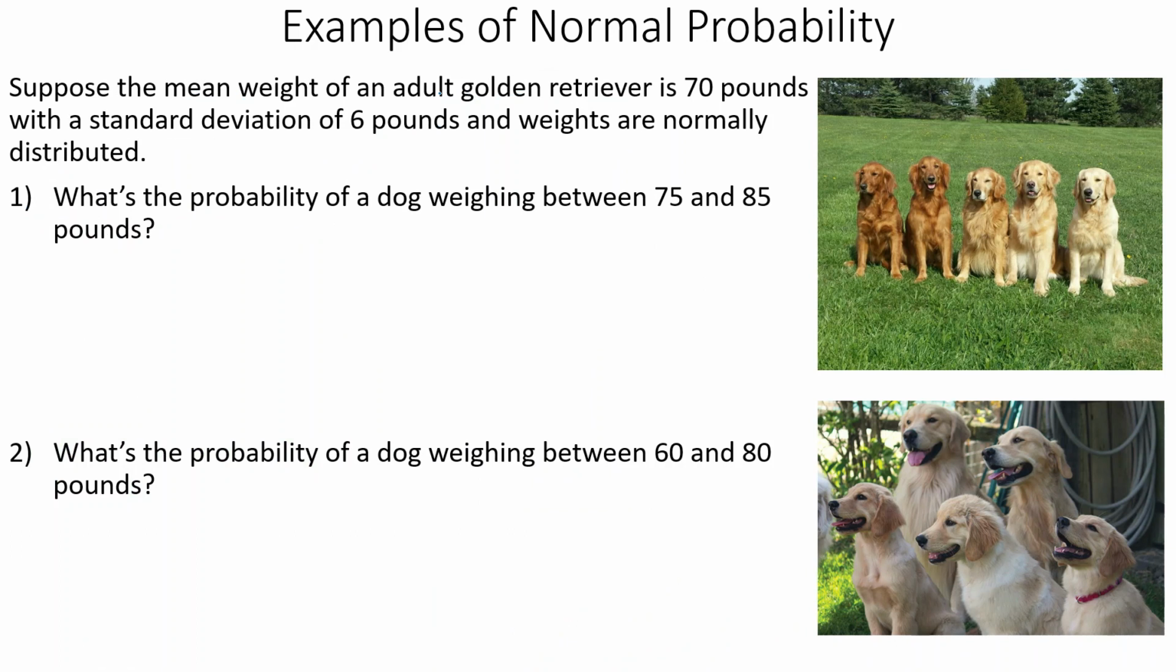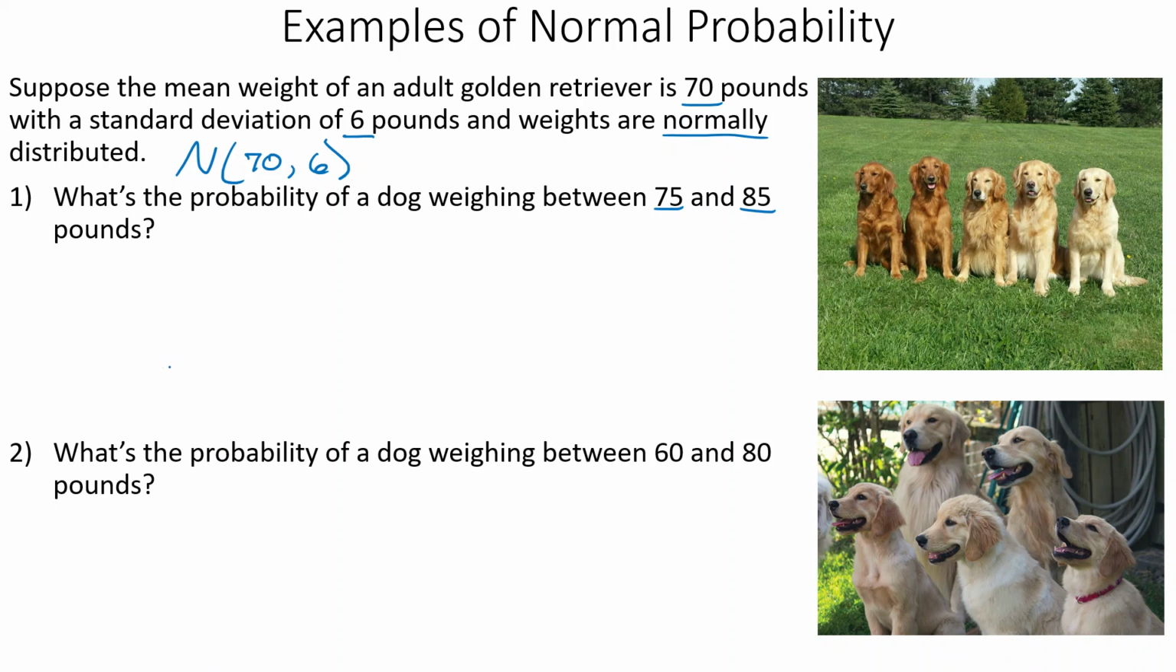Suppose the mean weight of adult golden retrievers is 70 pounds with a standard deviation of 6 pounds, and weights are normally distributed. So we've got a normal distribution with a mean of 70 and a standard deviation of 6. What's the probability of a dog weighing between 75 and 85 pounds? That's not just a whole number of standard deviations. If we go up by 1 standard deviation, that's 76, not 75.